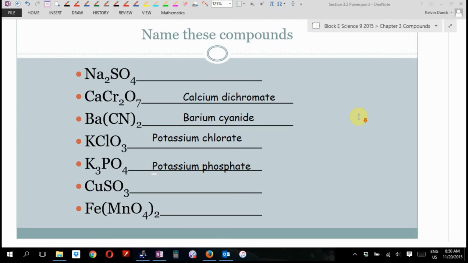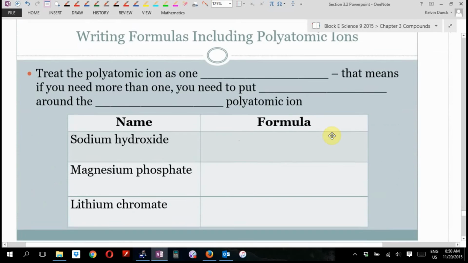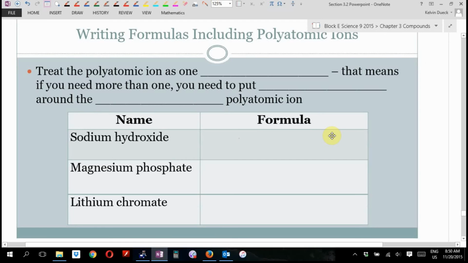Okay. Back to our notes, I think. So, writing formulas including polyatomic ions. What you're going to do is treat the polyatomic ion as one group, one weird funky ion. That means if you need more than one of them to do your crisscross, to do your balance, you need to put brackets around the entire polyatomic ion. I'll show you what I mean.